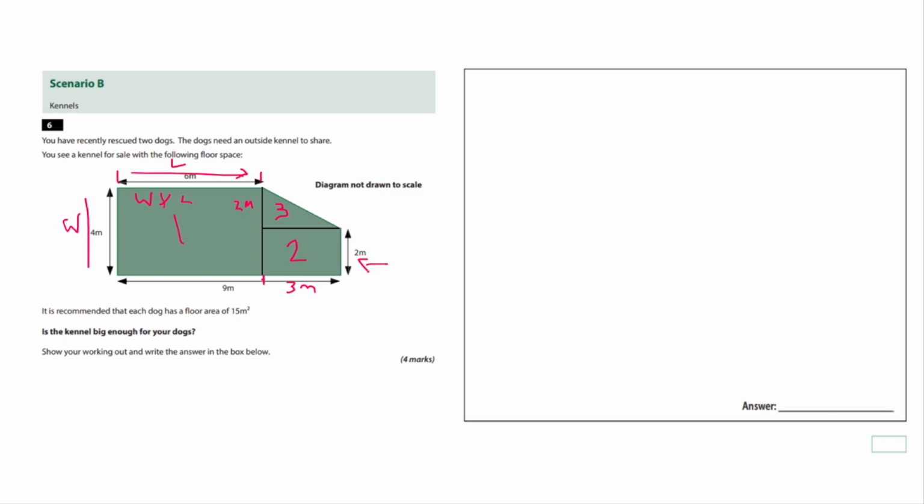So, first of all, let's work out shape area number 1. Area 1 would be 6 meters times 4 meters, equals 6 times 4 is 24. 24 meters squared.